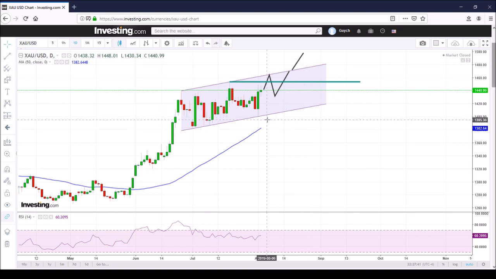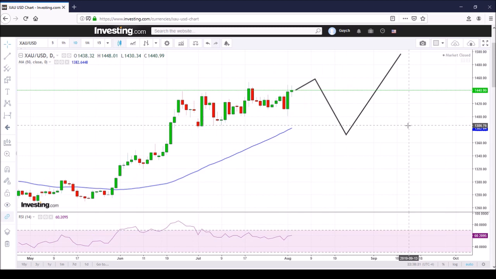Now let's talk about the other scenario. In the other scenario, which is the primary one for me, I see gold continuing higher for the very short term, several days, maybe a week, as the US dollar declines into that short-term daily cycle low.